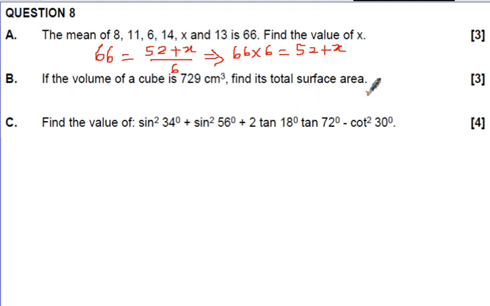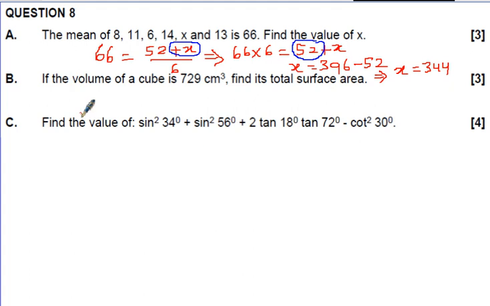Many children make mistake here also. So when you find x, 66 into 6 will give you 396 minus 52. So your x comes 344. So you have to be very, very careful. Children make mistake here. For adding x, you have to write plus x, and then 52 they divide. So 52 will be subtracted.